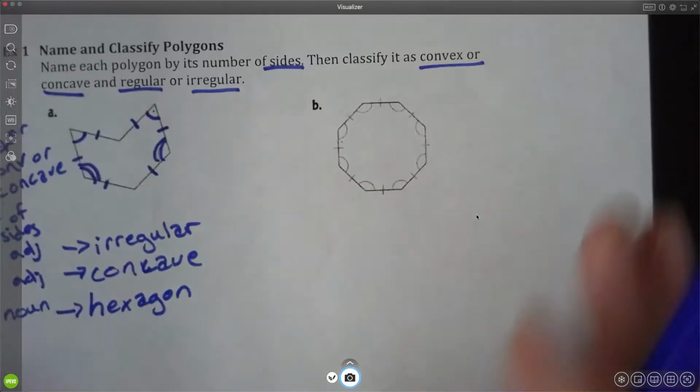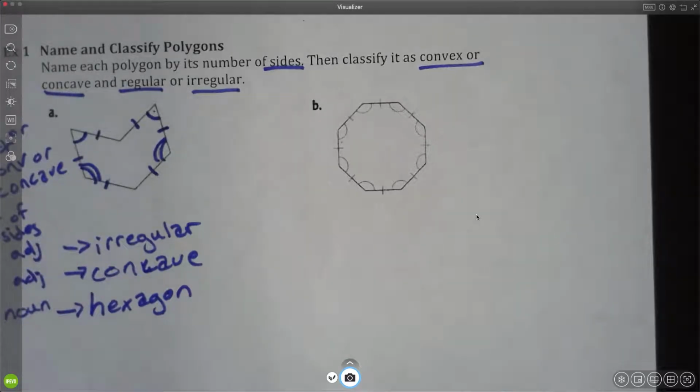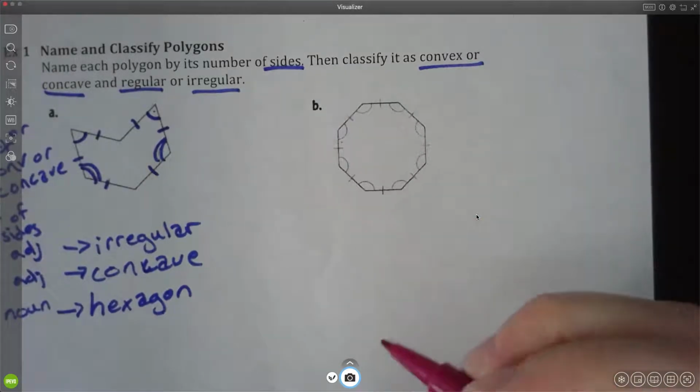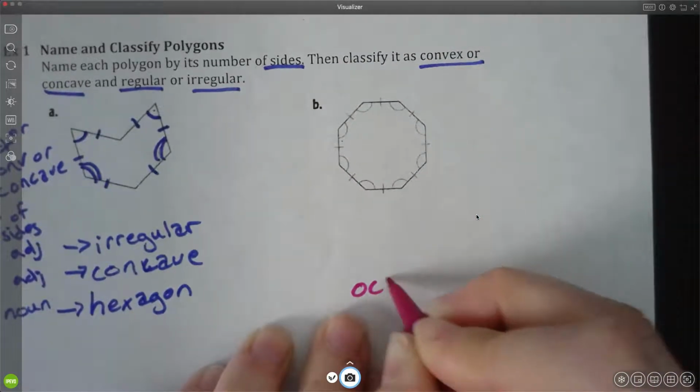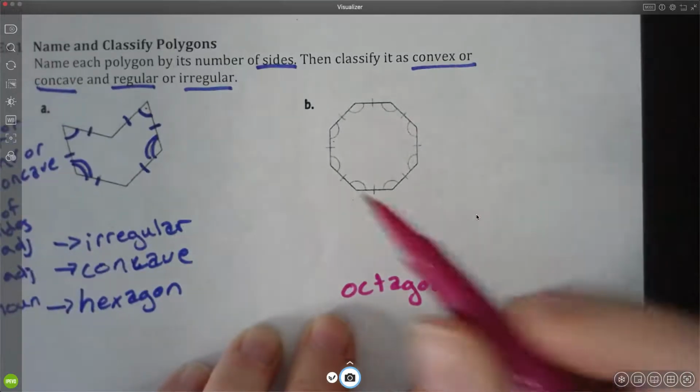All right, so let's skip to part B. I'm going to switch colors. So let's start with the last name, if that helps you. Start with the last name. This is an 8-sided figure at the stop sign, so it is an octagon. Octagon.